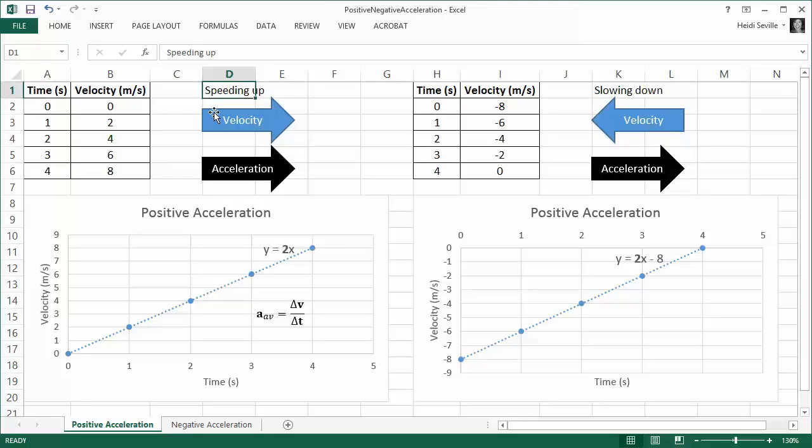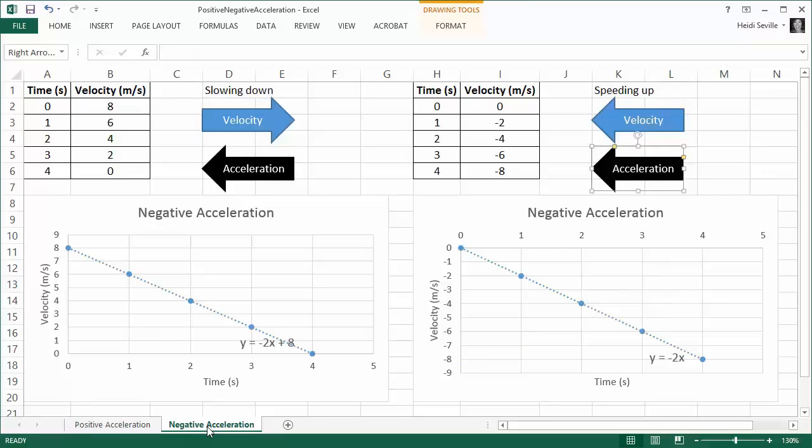So summing up, if an object is speeding up and moving in the positive direction, then acceleration will be in the same direction as motion, that is positive. If an object is slowing down and moving in a negative direction, then acceleration will be in the opposing direction, which is positive. In the case of negative acceleration, if an object is slowing down and moving in the positive direction, acceleration will be in the opposite direction or negative. If an object is speeding up and moving in the negative direction, acceleration will also be in the same direction or negative.